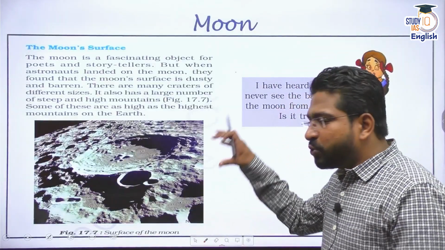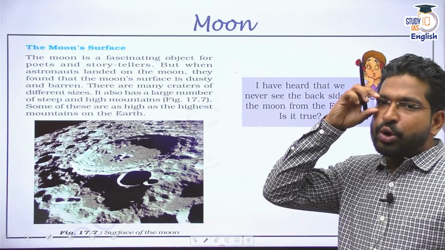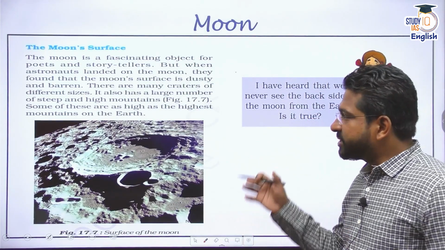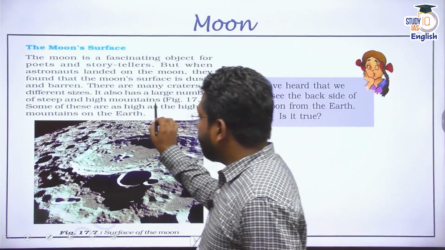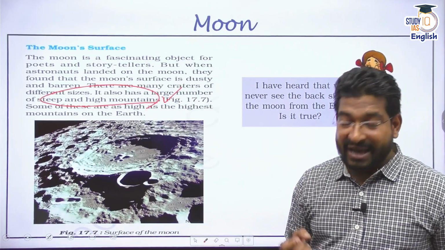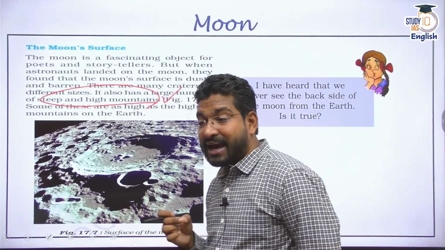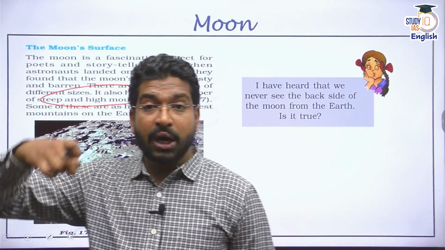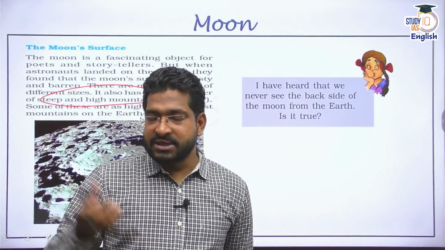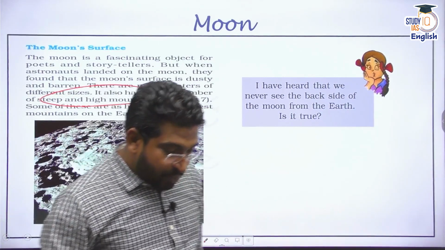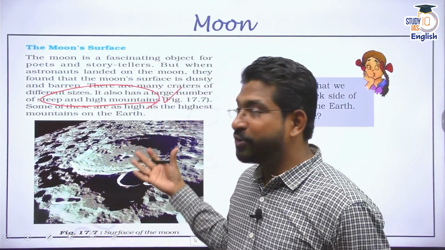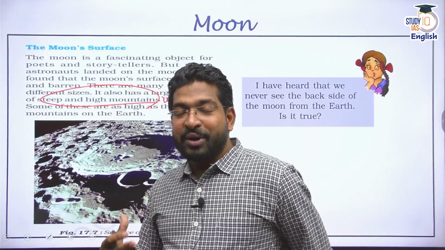Apart from that, if you look at the moon's surface, as I already told you, it is not a plain surface. The moon's surface has steep and high mountains, and many pictures have shown evidence that the mountains are as high as mountains on Earth. There are different kinds of craters. Some scientific evidence has come that probably ice is there on the moon. In fact, there is a lot of research going on for the moon.